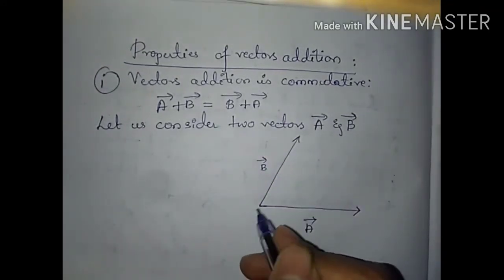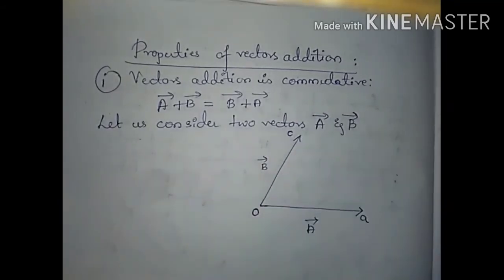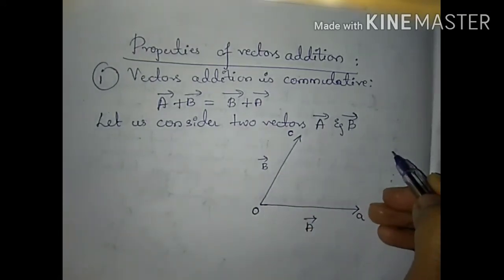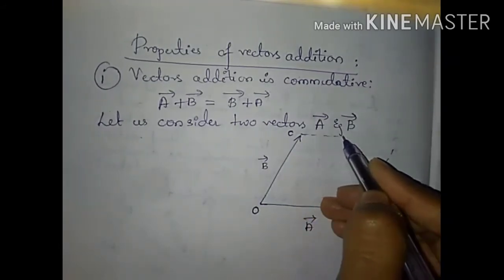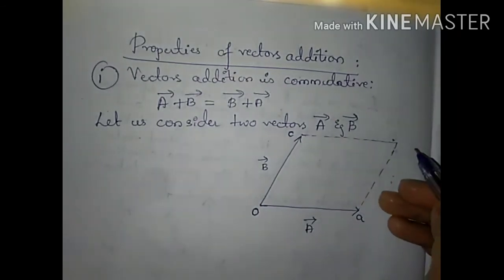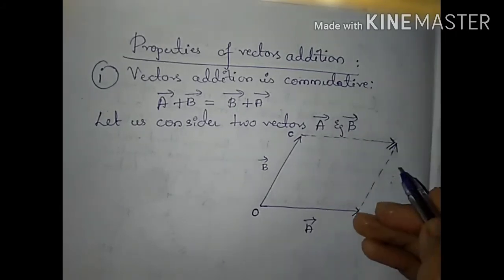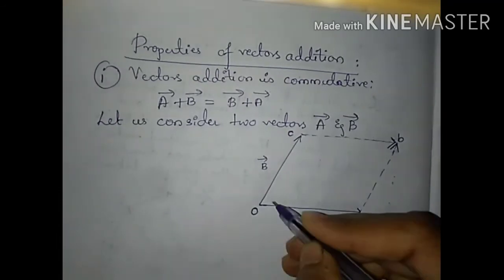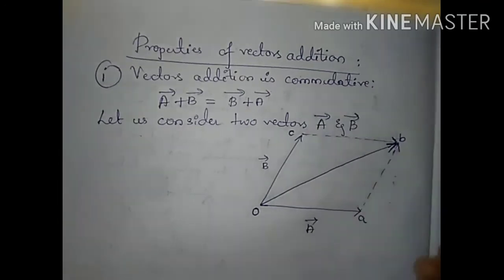So let us give the naming. This is O, this is A, and this is C. Now if you draw the parallel line to the vector B, then you will get this, and if you draw the parallel line to the vector A, then you will get this line. So this is in this direction and this is in this direction. So OA, B, C. For this, how will you draw the resultant? Resultant will be the diagonal of the parallelogram.